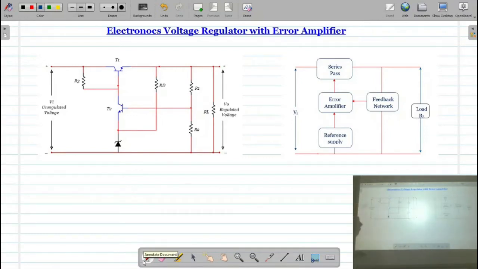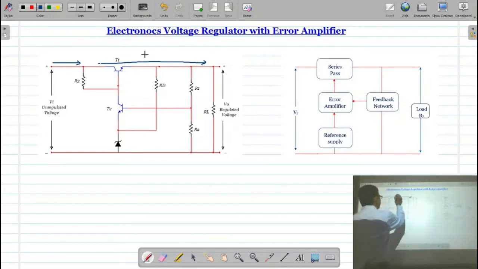First of all, the unregulated voltage VA is given here, and this voltage is given to the transistor T1. Due to that, some current will flow, in this way. Remember, at this junction the current is divided. Some of the current passes through the resistance R3 and some passes through the transistor T1, which we call the collector current IC.